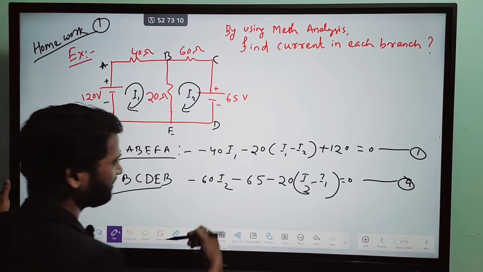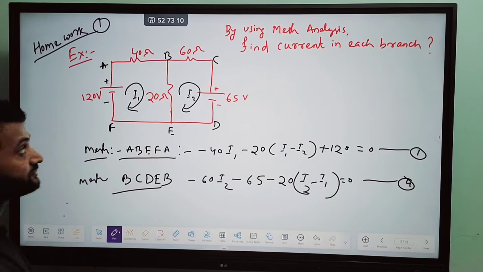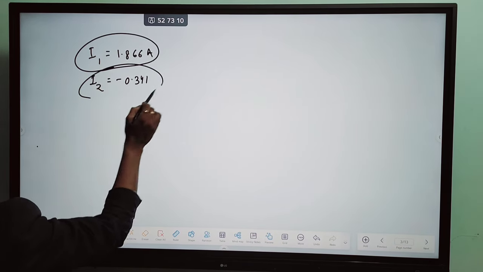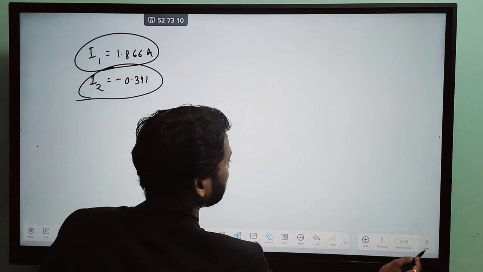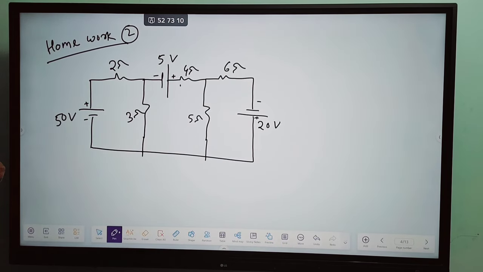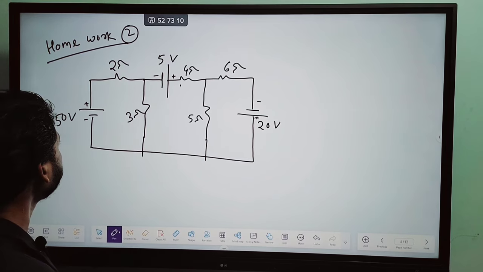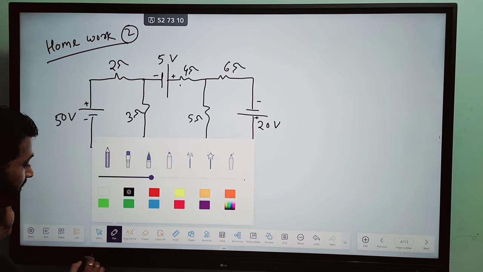So you have 2 equations, you can solve them and get the answer. I think you can cross check the answer here. Okay, next is homework 2. Pause the video and solve it, take some time and solve it.